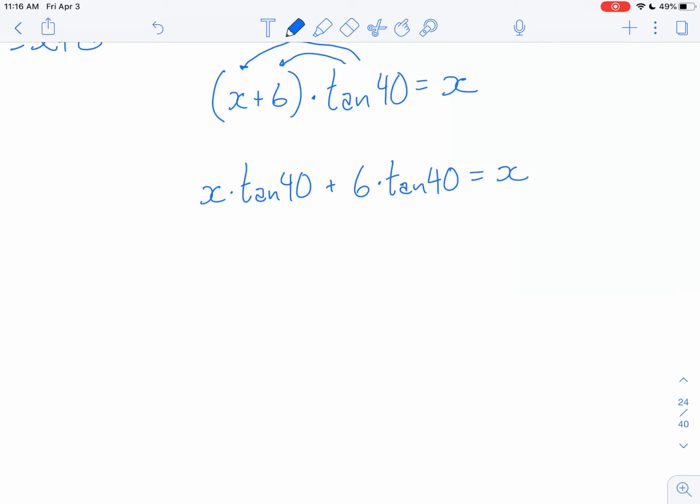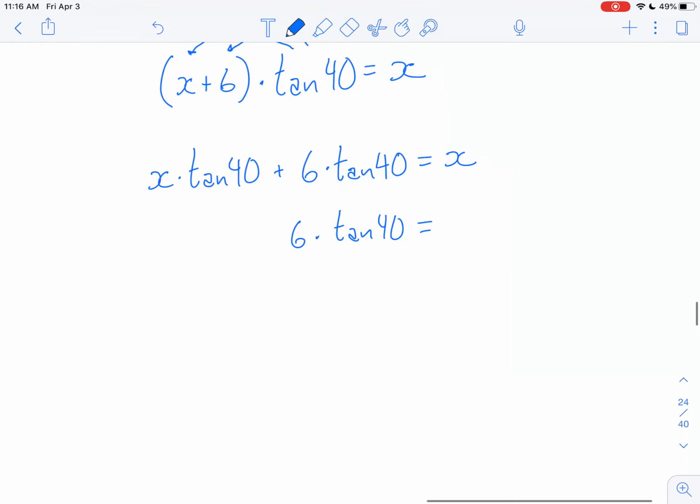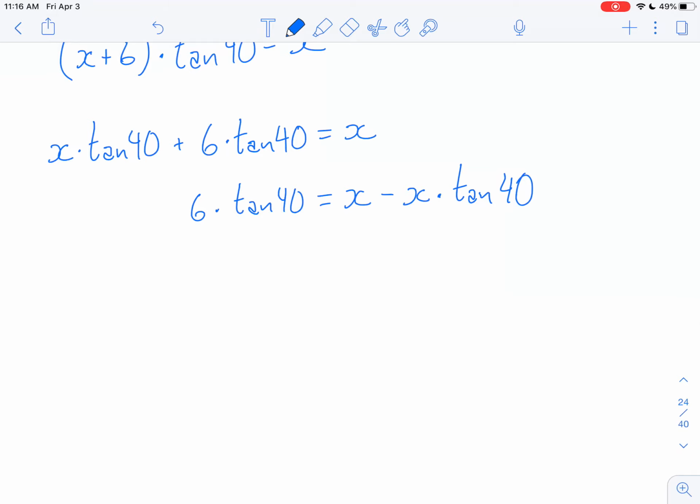So now I'm going to bring my numbers on one side. 6 times tan 40 is just a number. I don't know what it is. It's an ugly decimal, but we could solve for that if we really wanted to. It is equal to X, and I'm going to bring X times tan 40 over to this side. So I've got my variables on one side, my numbers on the other side. Same trick as before, I'm going to take the greatest common factor, an X, out of both of these. So I'm going to have 1 minus tan 40, still all equal to 6 times tan 40.